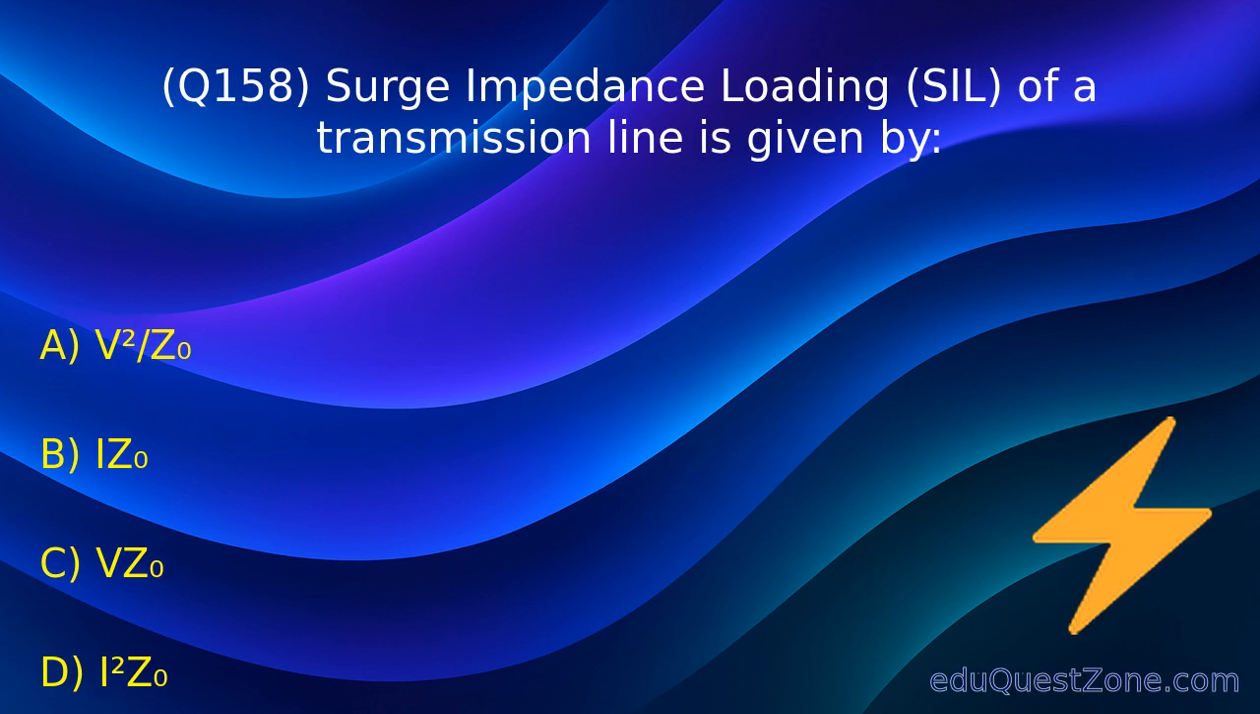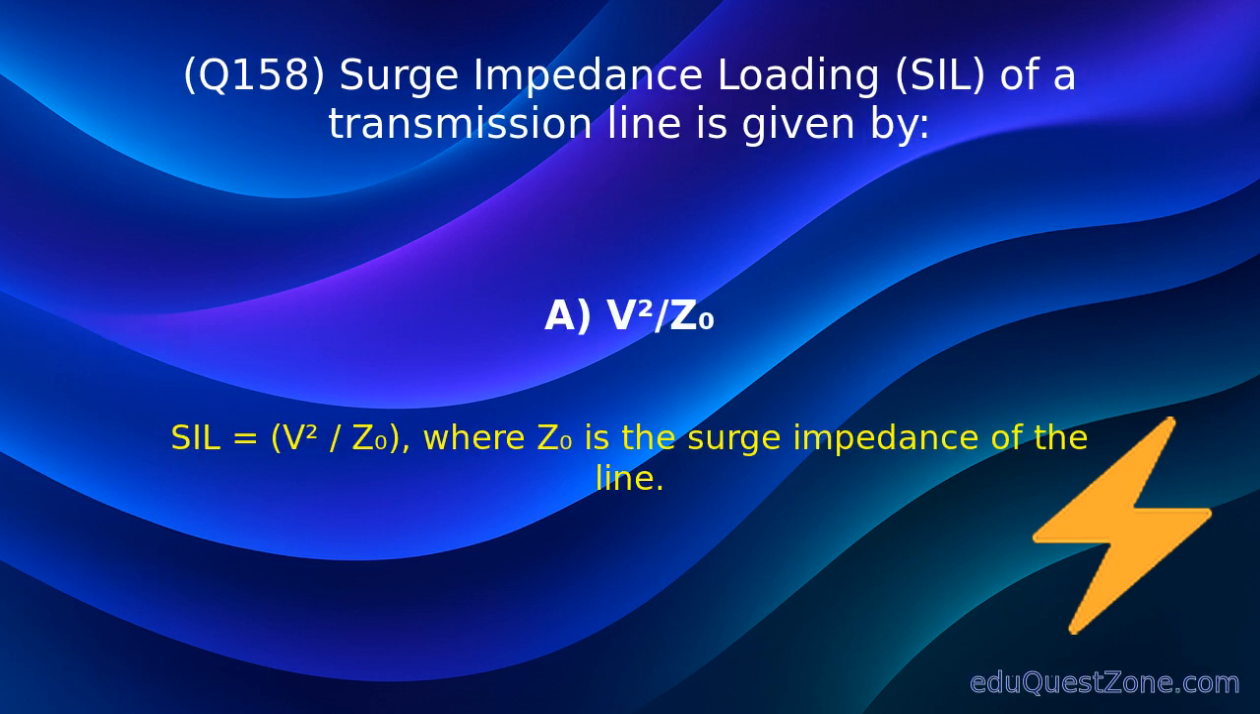Question 158. Surge impedance loading of a transmission line is given by? Option A, V squared by Z0. Surge impedance loading equals voltage squared divided by surge impedance.